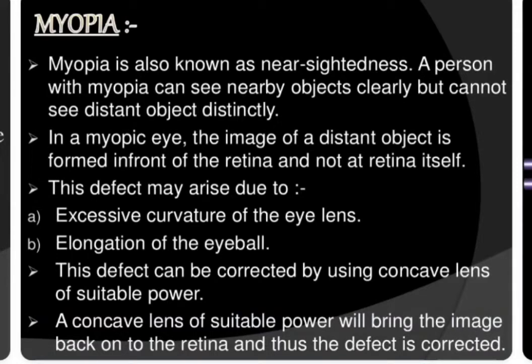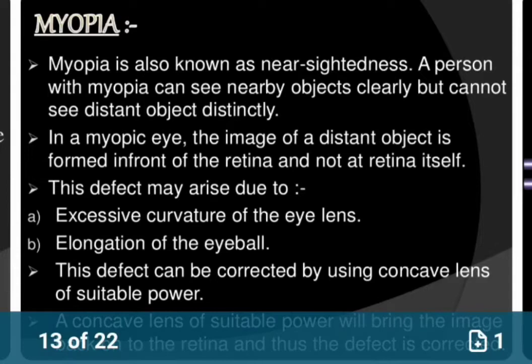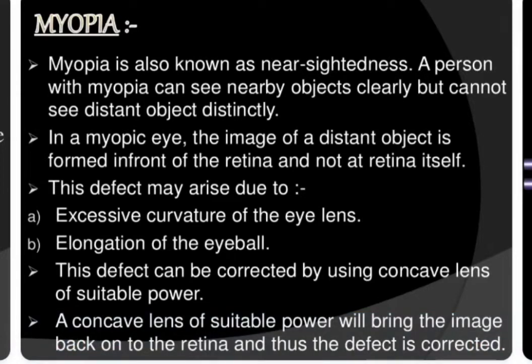So in a myopic eye, what is happening? In a myopic eye, the image of a distant object is formed in front of the retina. Usually it should fall perfectly on the retina, but it falls before the retina, just before reaching it. So basically we can't get the vision. When we have the offline class, I will show you by diagram. Right now it is not possible.